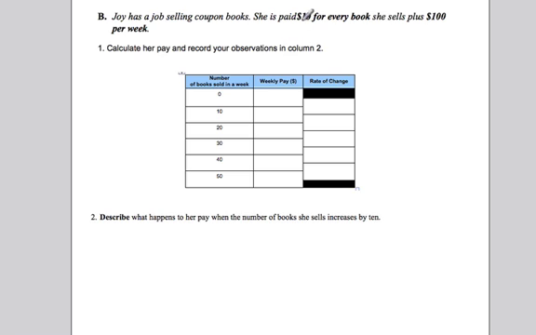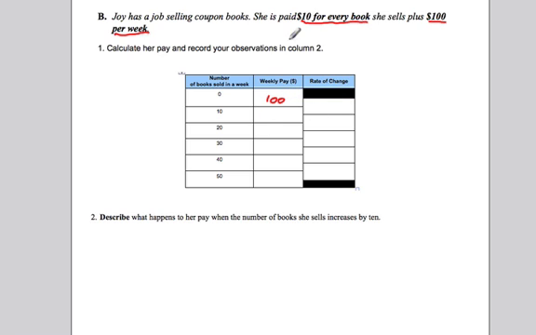Now, in the next example, Joy is paid $10 for every book she sells, plus $100 per week. So we're going to look at her weekly pay here. If she sells no books, or 0 books in the week, then she won't earn any of the $10 per book because she hasn't sold any, but she earns the flat rate pay of $100 for that week.